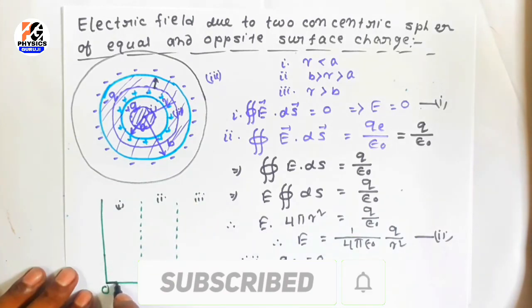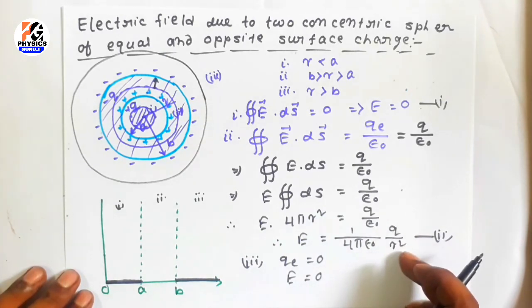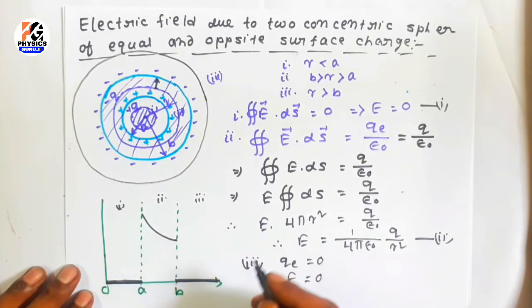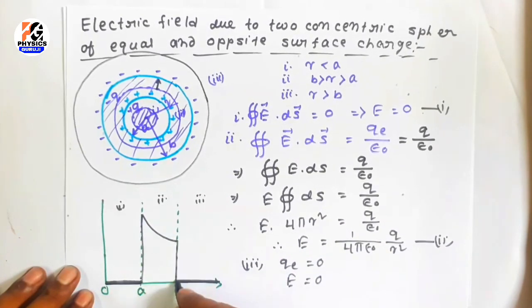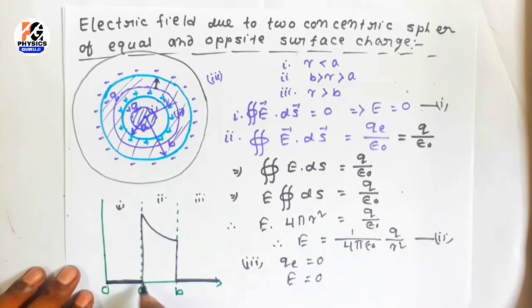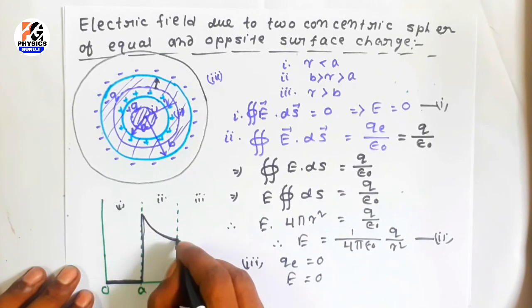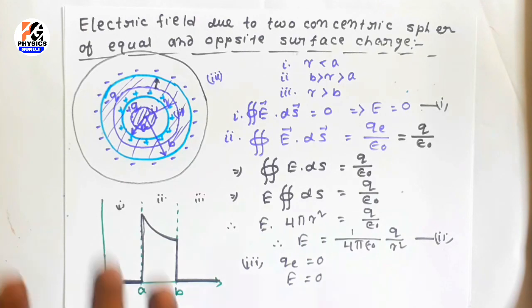In region 1 the electric field is 0, so this will be shown by this line. In region 2 the electric field is also 0, this will be shown by this line. And in region 3 the electric field is proportional to 1 by r squared, that means it will vary as this line. So if you take a continuous curve, the graph will look like this, then it will vary like this and fall to this. So this is the graph showing the electric field in the regions.